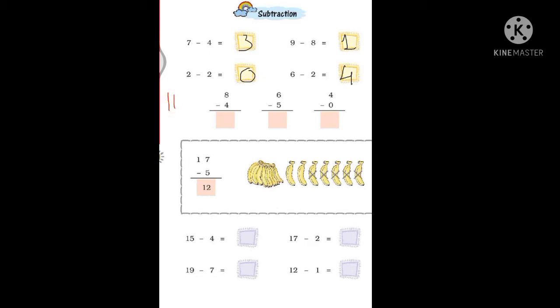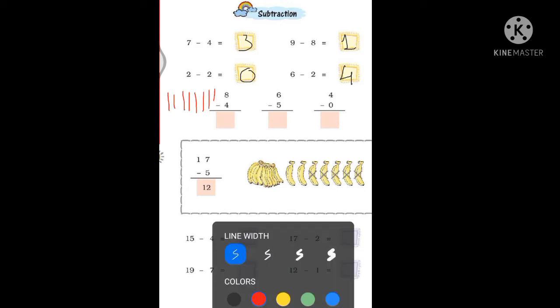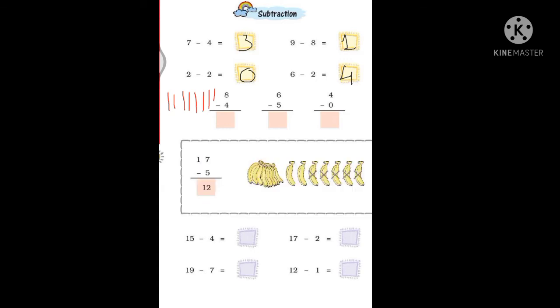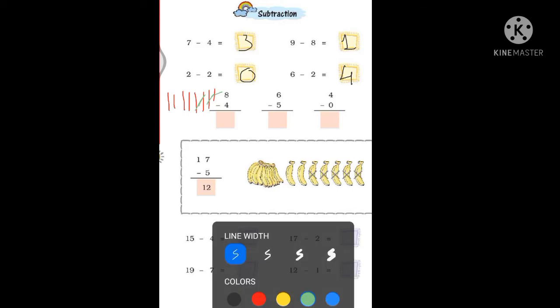So here I am drawing 1, 2, 3, 4, 5, 6, 7, 8. So for 8 we have drawn 8 sticks. Now from the 8, how many do we have to subtract? 4. So I am cutting 4 sticks here. 1, 2, 3, 4. So I have cut 4 sticks.